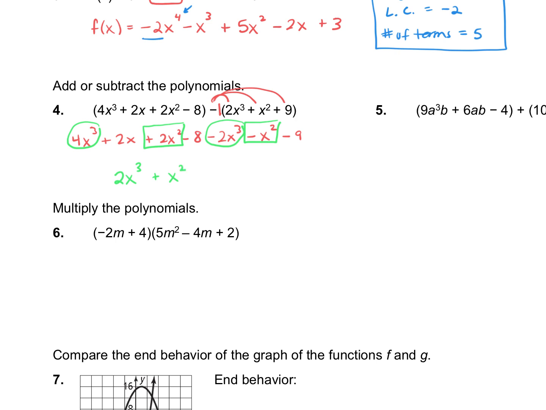Now any x to the first power. So I see this positive 2x and there are no other x's, so we'll just add in plus 2x. And then any constant terms. We've got a negative 8 and a negative 9. We combine those and we get a negative 17. And that's what we get when we subtract.